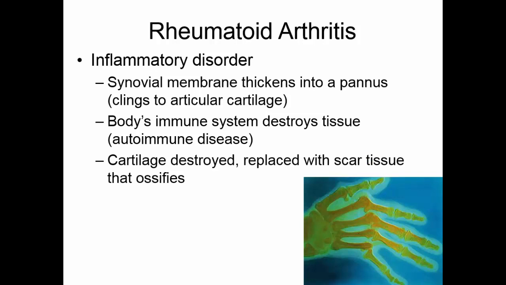As the cartilage is destroyed, it's replaced with scar tissue, and this scar tissue typically ossifies. This can be crippling, and the joints typically fuse together. This is the kind of arthritis where you have a mangled-looking hand or foot.